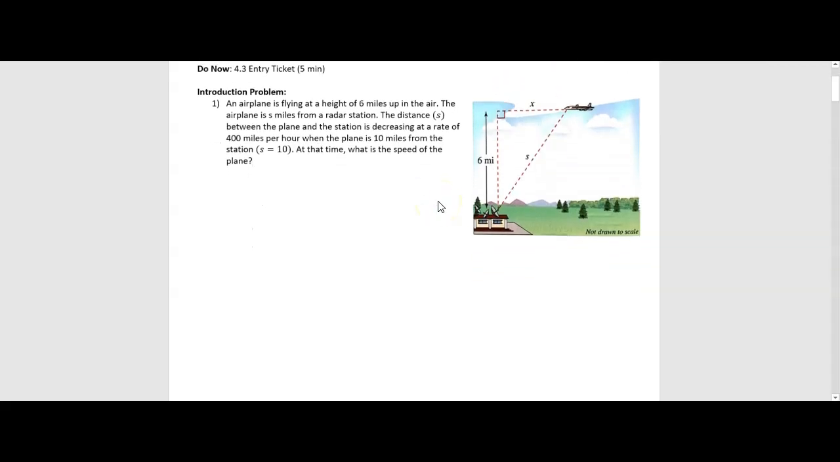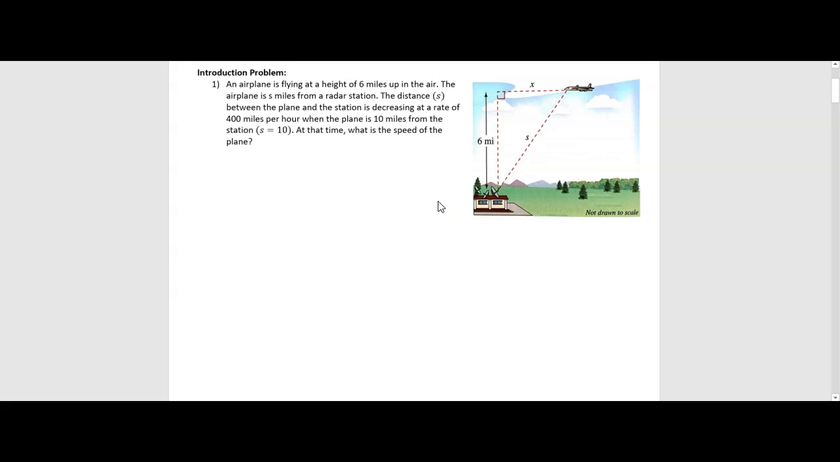I'm going to give you guys time to play around with it and think about how you would solve it. You may not get all the way there, but you may be able to come up with some useful equation that we'll then reference later. Essentially, we have an airplane flying at a height of 6 miles up in the air. The airplane is S miles from the radar station. So that's the direct distance is what S is representing.